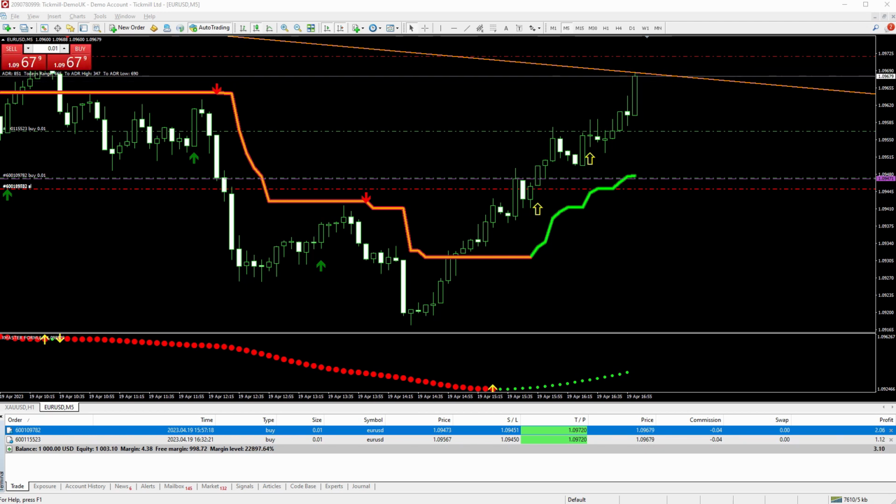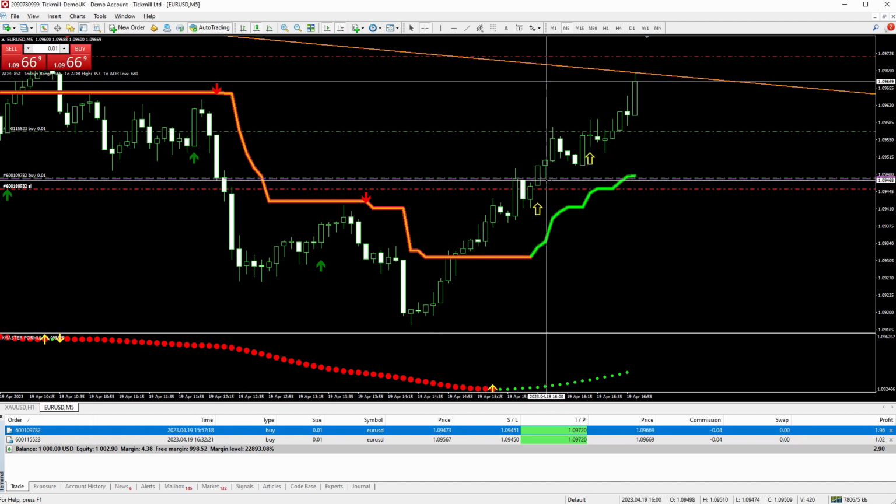However, it is important to note that no trading strategy is foolproof and unexpected market events can impact the movement of the market. Therefore, it is essential to remain vigilant and continually assess market conditions to ensure that we are making informed trading decisions and effectively managing our risk.